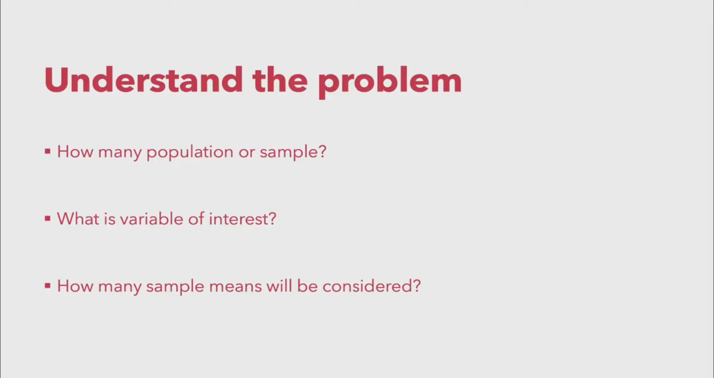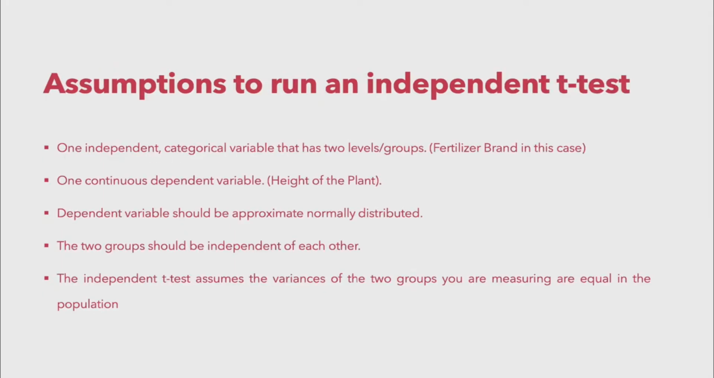Now, having clarity about this, we need to check a few of the assumptions before we can go ahead with the application of the independent sample t-test. First, there needs to be one independent categorical variable having two levels or groups. In our case, this independent variable is the fertilizer brand. There are two types of fertilizer brands in this case, so we have met this assumption.